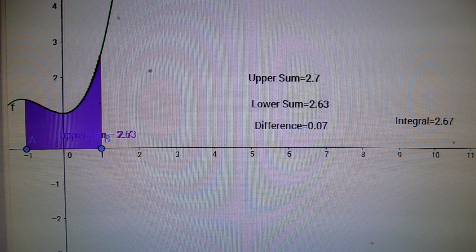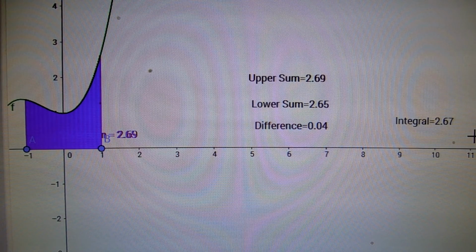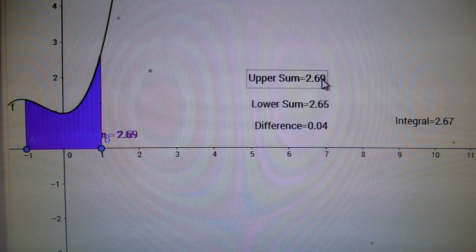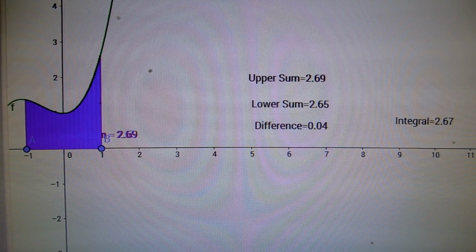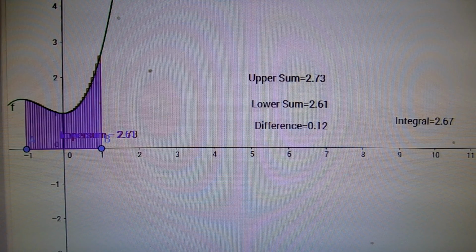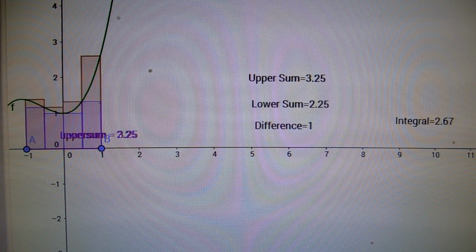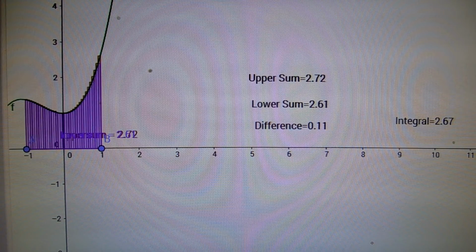Notice how it is going down to our actual integral, and the lower sum is going up to it. So our integral, our measure of the actual area, is right in between our upper sum, which is an overestimation, and our lower sum, which is an underestimation. So I hope this explains Riemann sums just a little bit more for you, so you can kind of see how they work.